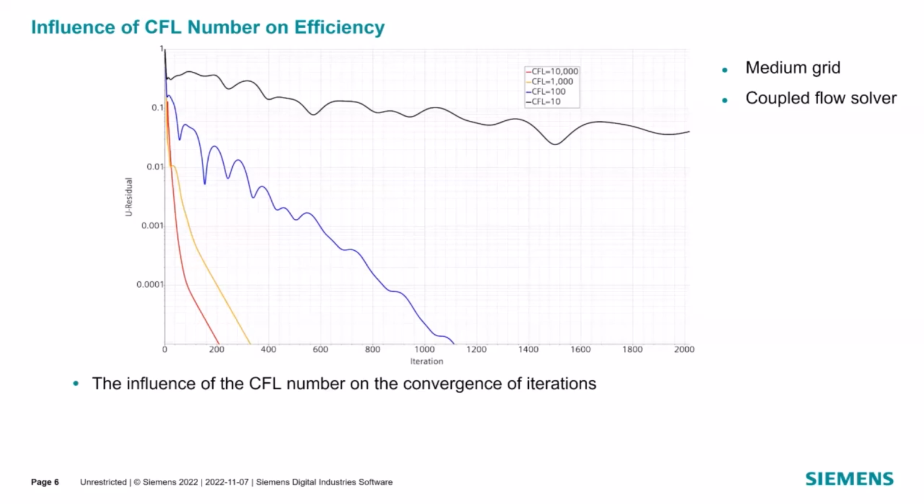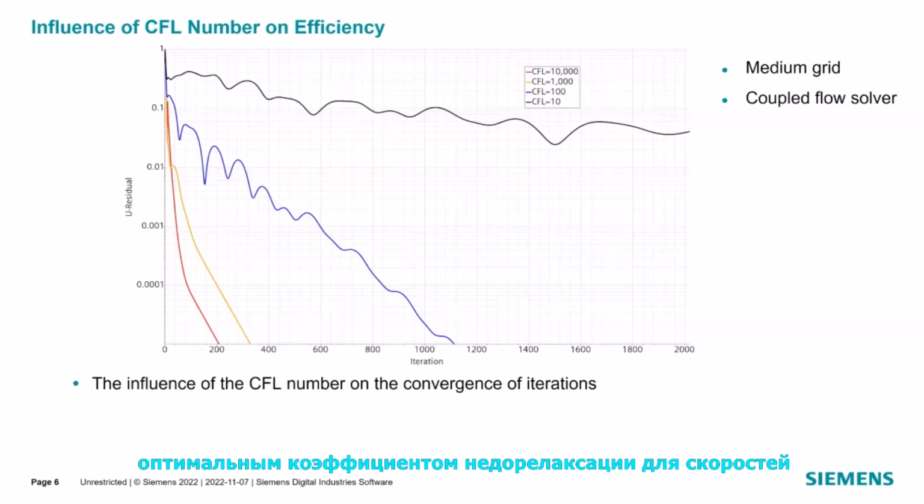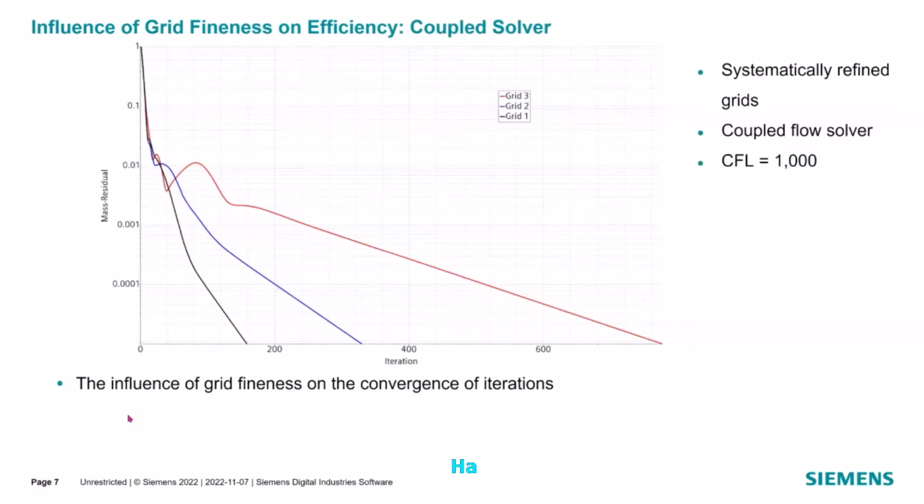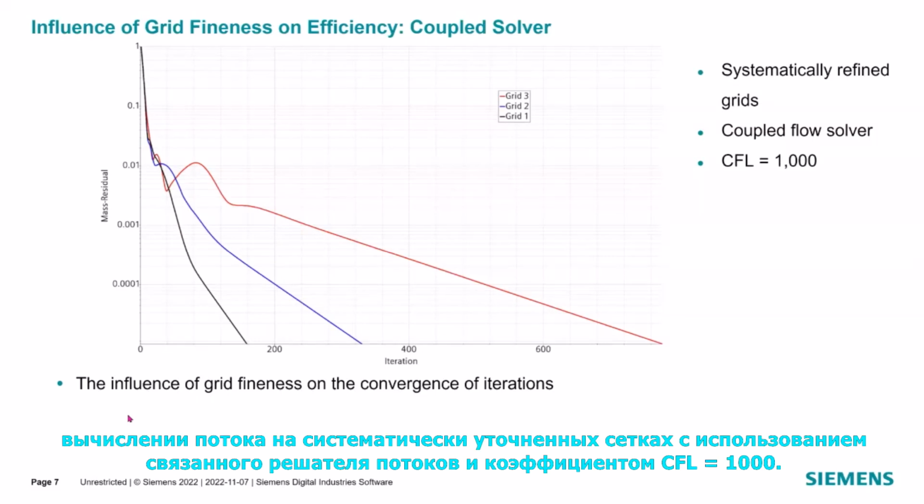Note that the segregated solver with optimal under-relaxation factor for velocities equal to 0.98 also required around 200 iterations to reach the convergence. This plot shows the influence of grid fineness on the convergence of iterations when computing the flow on systematically refined grids using the coupled flow solver and CFL equal 1000.